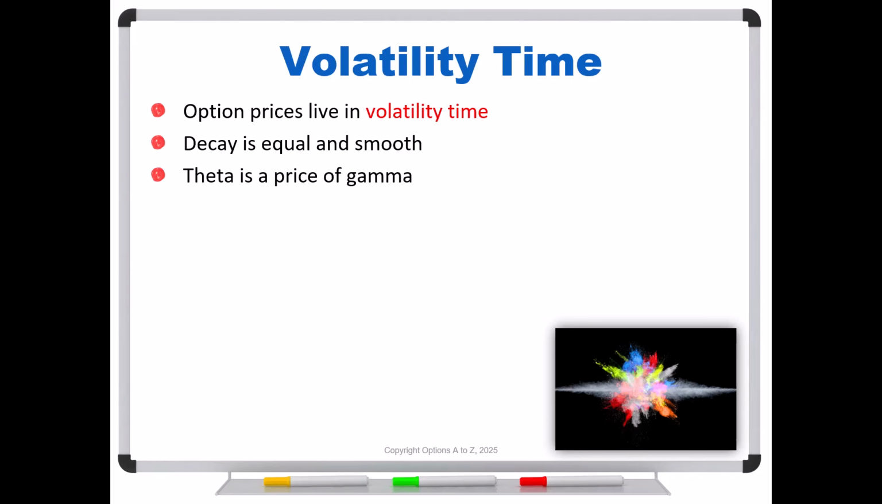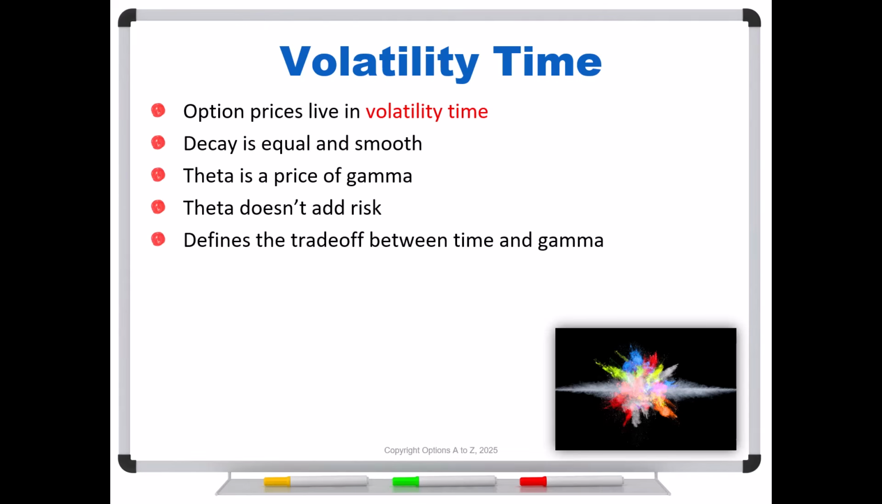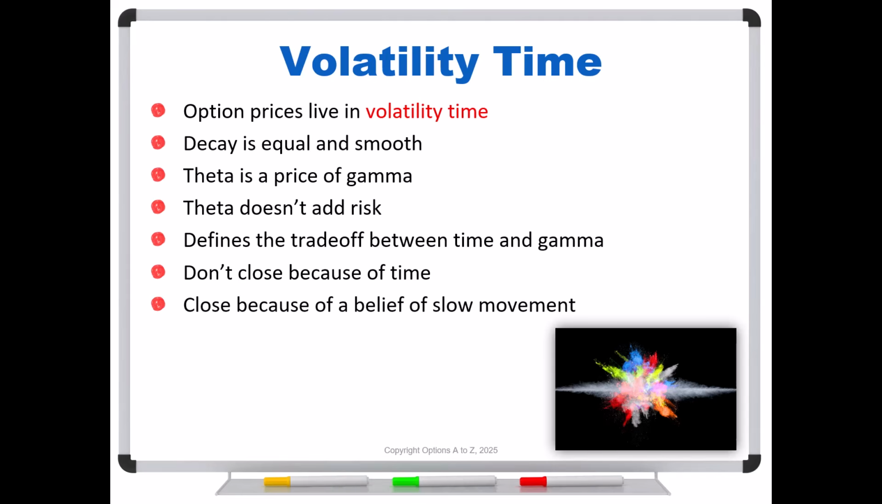So one of the main things to take from this is that theta doesn't add risk. What it does, and this is critical, it defines the trade-off between time and gamma. So don't close a position just because of time or just because of this unwarranted fear of theta. You want to close because of a belief that the future movement or the volatility will not be big enough to compensate you for the time. That has always been the decision every single step of the way, every single day, even though it appears to accelerate as time goes on.